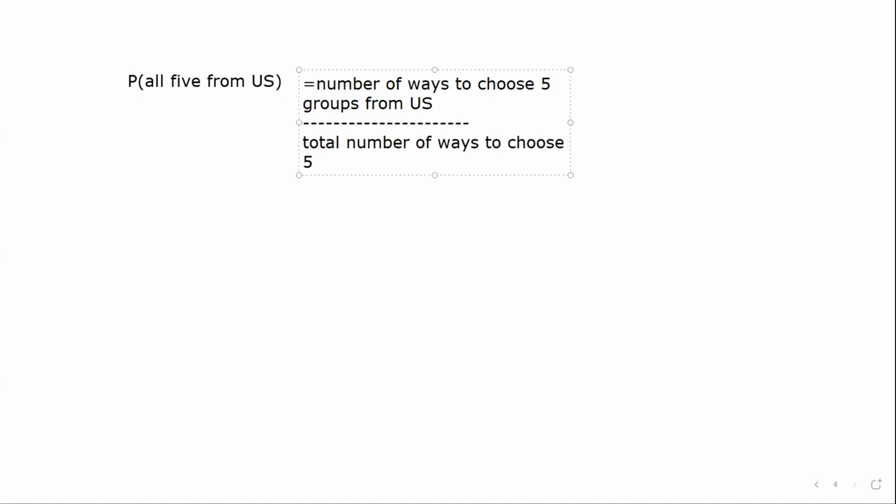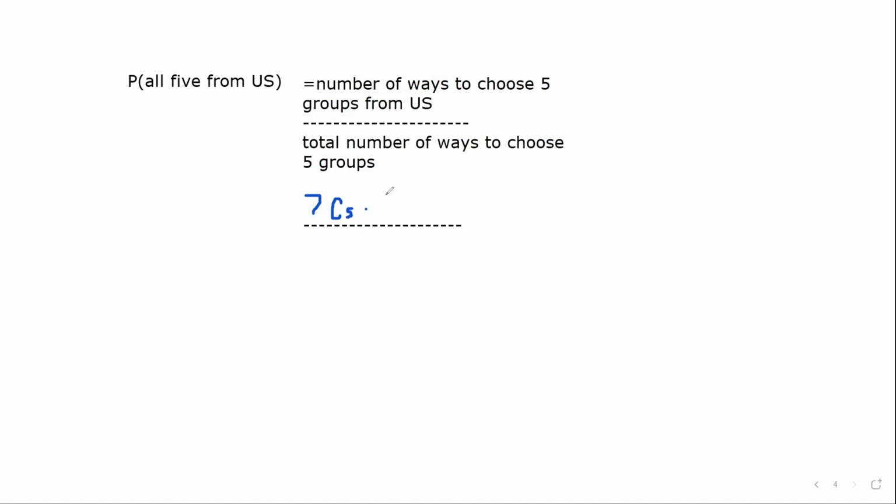To choose five groups, here we have the following. How many groups are from the US? Well, there are 7, so we're going to have 7 groups from the US, which are the 7 that are listed. And from that 7, we're going to choose 5. So 7 choose 5, which we calculated earlier. I'll go back and look.